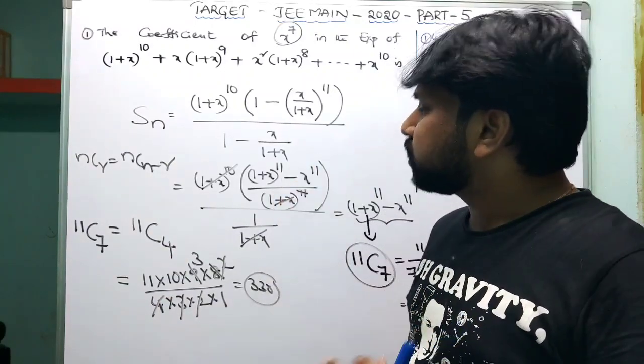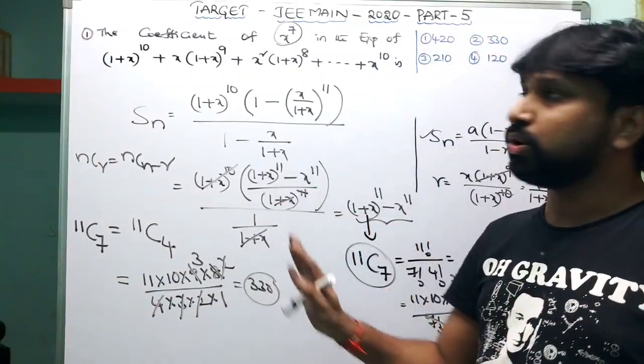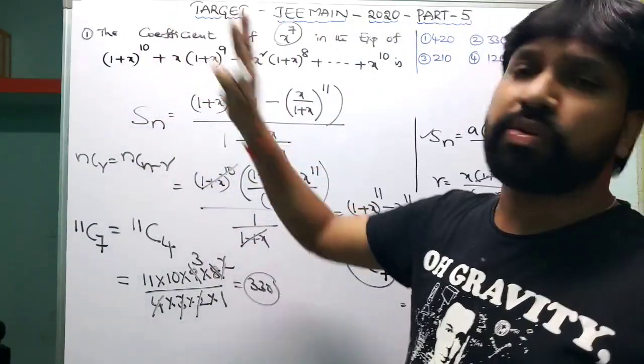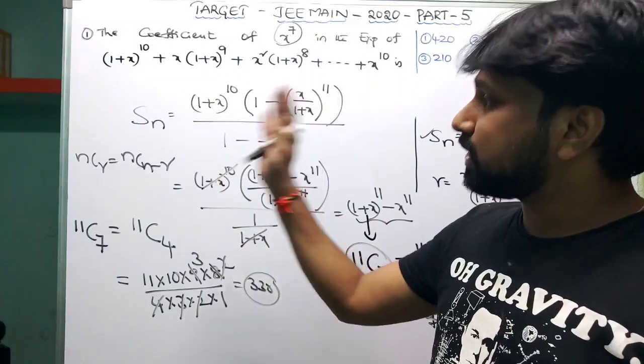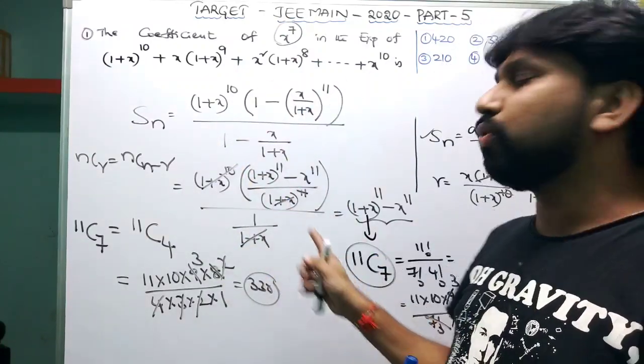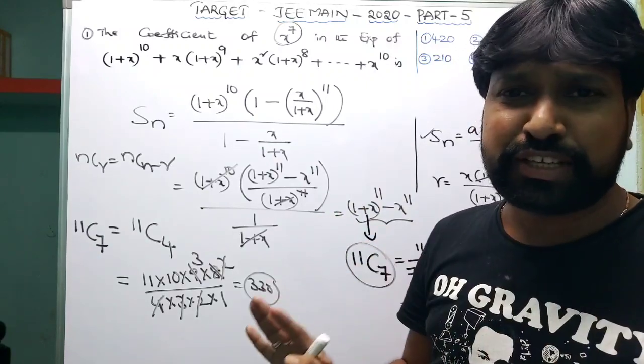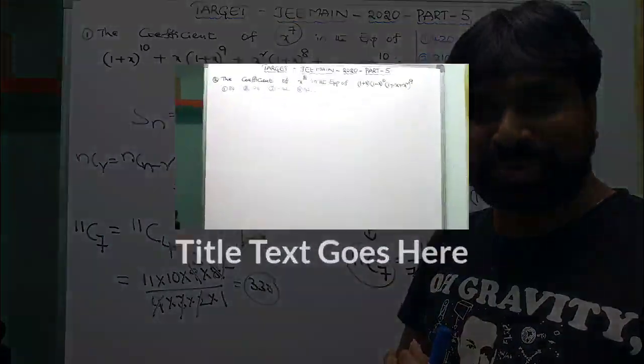Now, this kind of questions, friends, are very easy questions. Don't try to do them separately: coefficient of x power 7. Let us apply the formula, then you go for expansion, friends. So that is very easy, friends. I'll move to the next question.